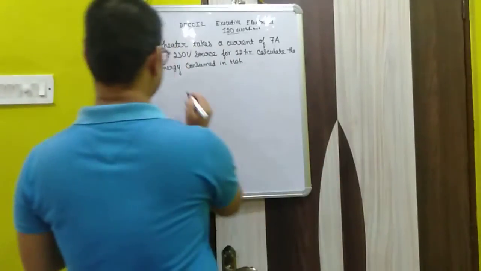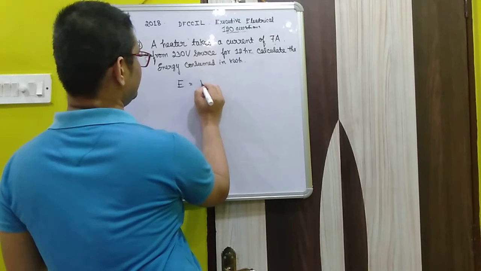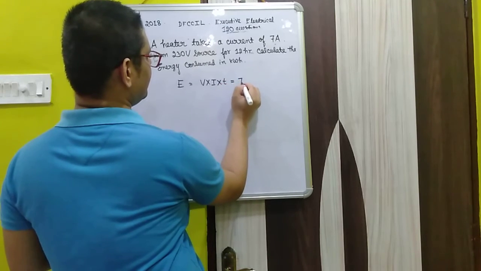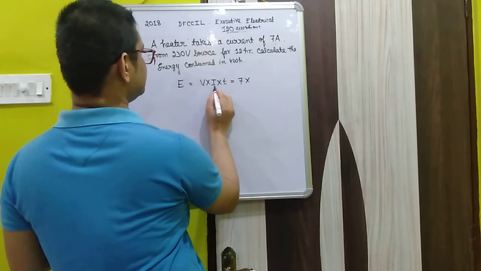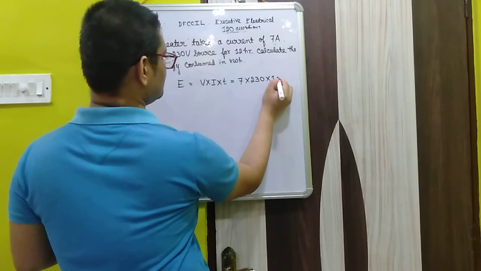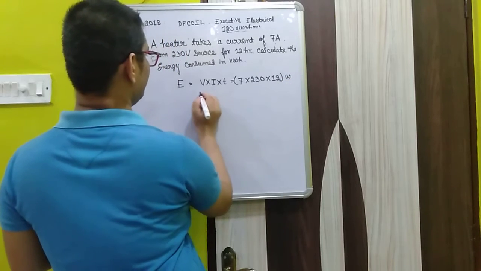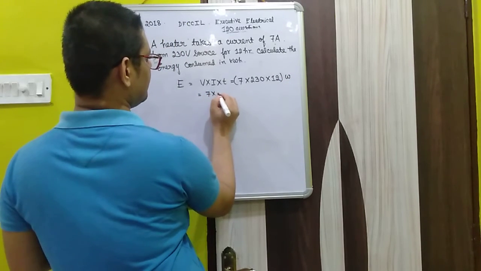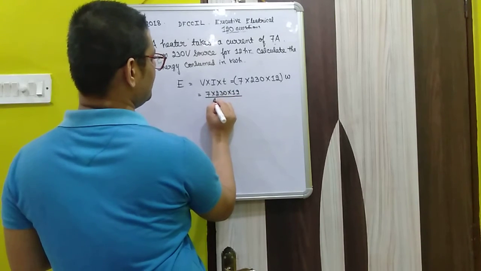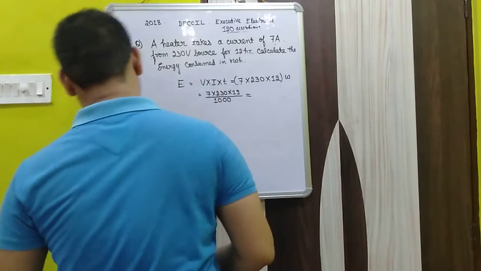So what will be the energy consumed? Energy consumed is nothing but voltage into current into time. So we have just calculated 7 into, that is current, and this voltage 230 and this is 12. So if we just calculate, that will come in watt. So if we divide this value by 1000, it will come in the unit of kilowatt hour.